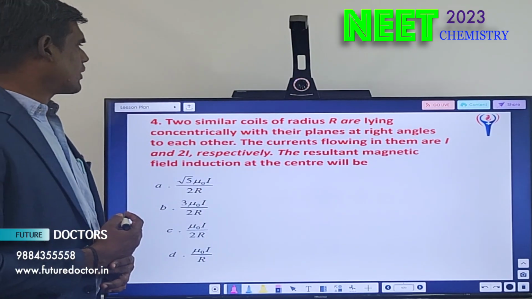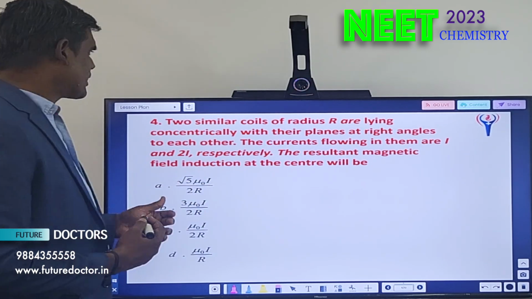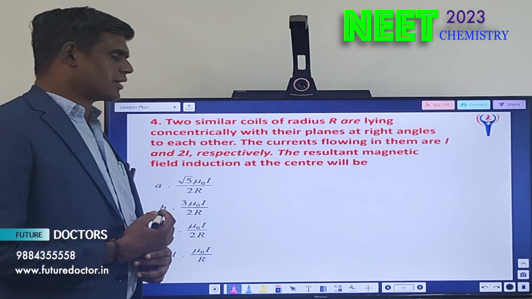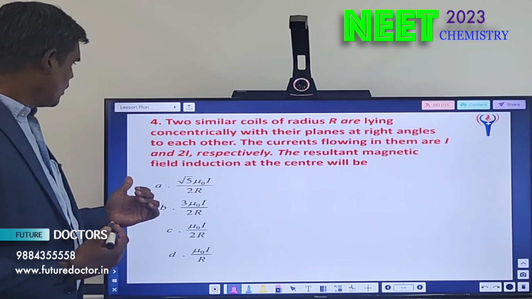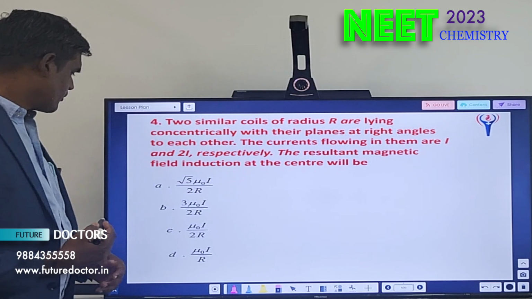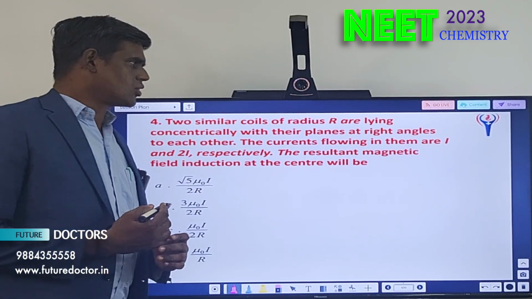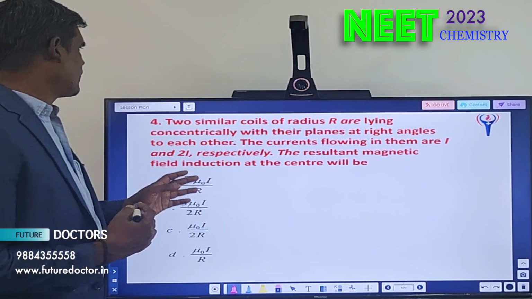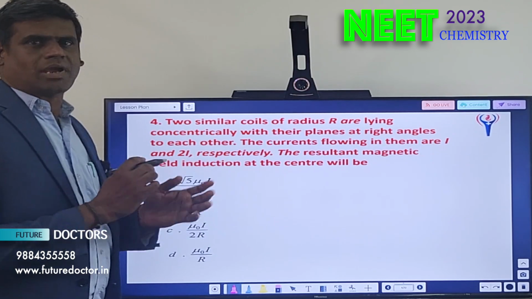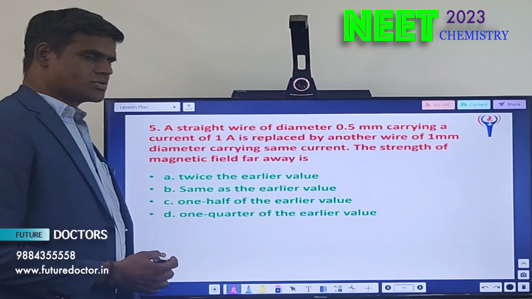Two similar coils of radius R are lying concentrically with their planes at right angles to each other. The currents flowing in them are I and 2I. The resultant magnetic field induction at the center will be dash. A, √5 μ₀I by 2R. B, 3 μ₀I by 2R. C, μ₀I by 2R. D, μ₀I by 2R. Here you should know the relationship between magnetic field for the coil carrying current, and you should know the resultant magnetic field for these two. Then you are able to find the solution for this. Let's move to question number 5.